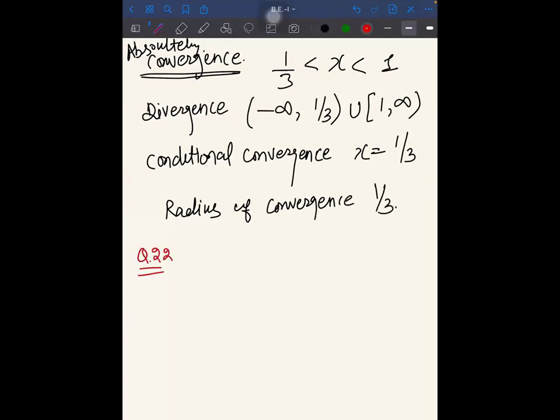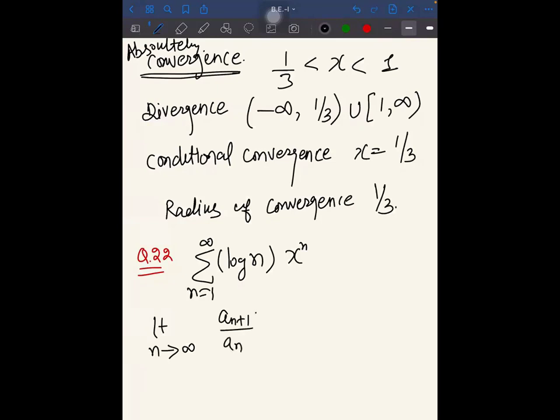Next question, question number 22. We need to check the convergence or divergence of this series: log n into x raised to power n. Again, we'll start with the ratio test. Limit n tends to infinity of a_{n+1} upon a_n, and this will become log(n plus 1) x^(n plus 1) upon log n x^n.